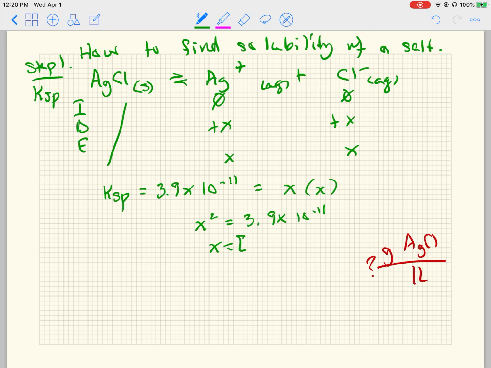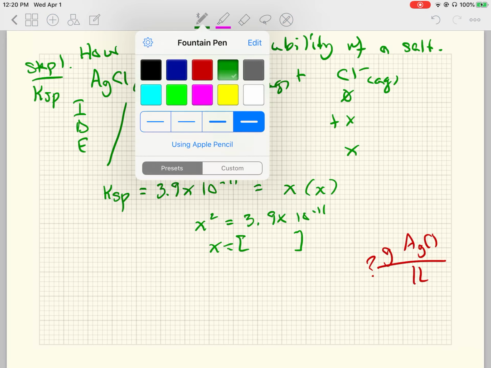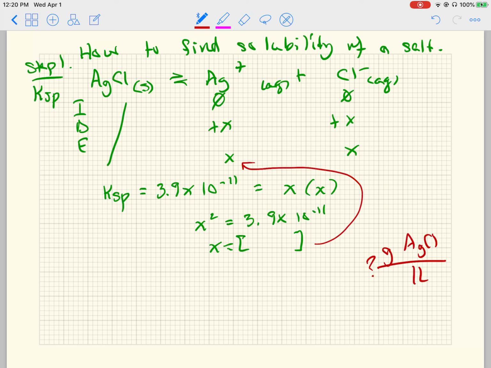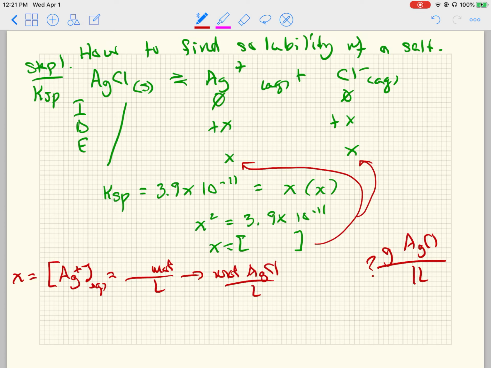So once we find our X, whatever that concentration is, notice that that X is equal to the equilibrium concentration of silver. It's also equal to the equilibrium concentration of chloride. For this problem, when you're looking for solubility, it doesn't matter which one you choose. So you're going to take that equilibrium concentration that you find, which is X, we'll use silver, and you're then going to take it, which is in moles per liter, and you're going to convert to moles of silver chloride per liter. And note, you can do that because for every 1 mole of silver, there is 1 mole of silver chloride.